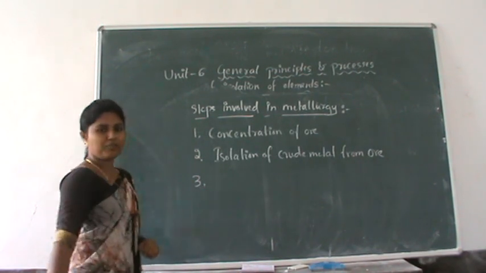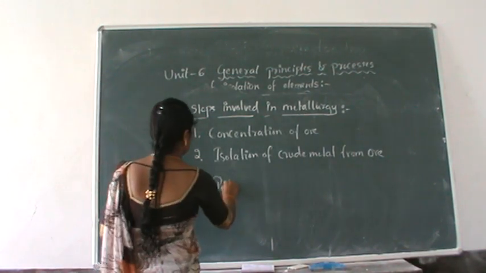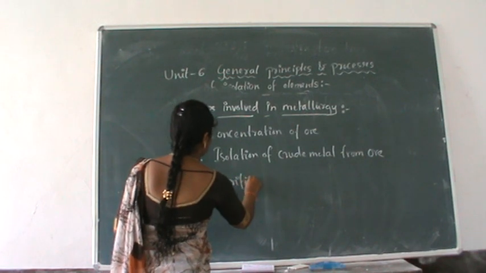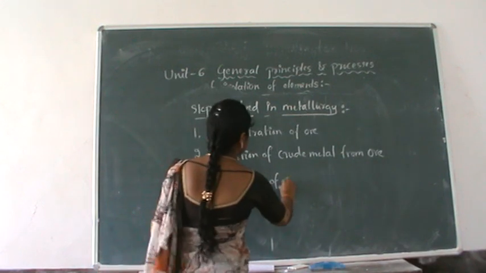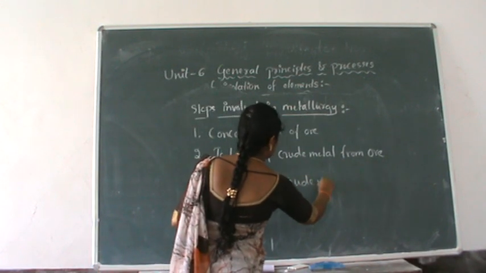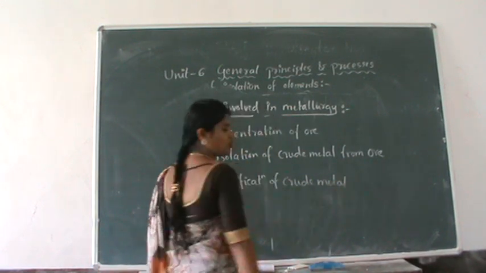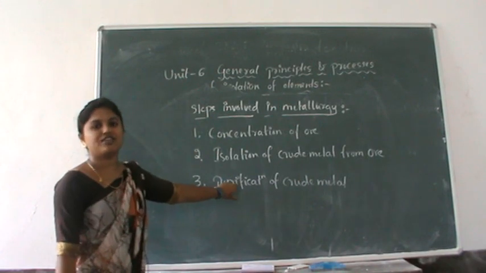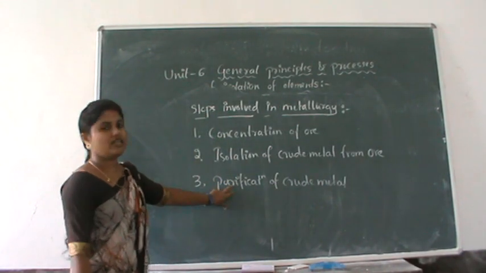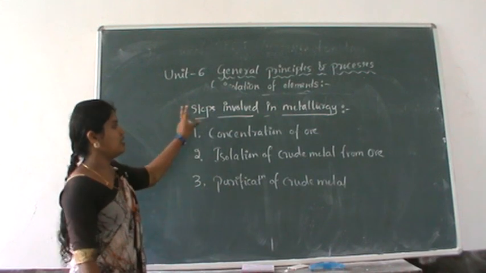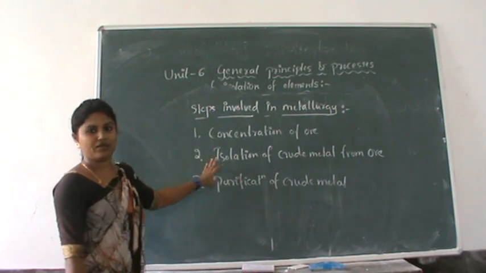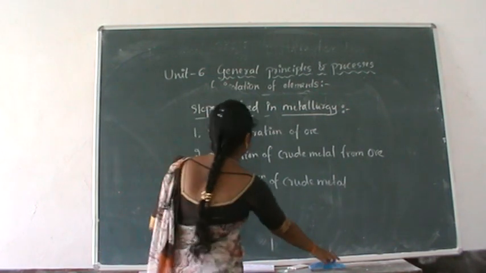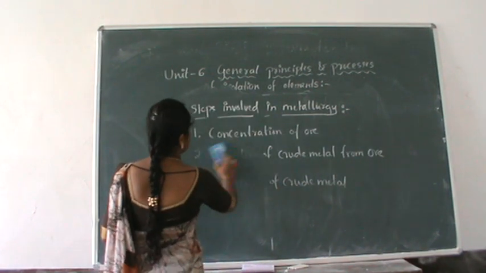And the last step is purification of crude metal. It is also called refining. These are the 3 important steps involved in metallurgy. So let us study one by one. First step is concentration of ore.